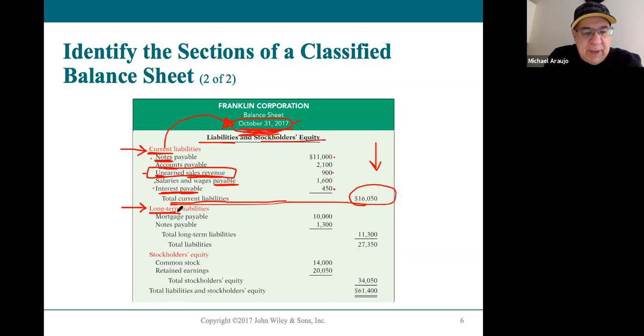Long-term means that these are debts that are owed after a year, longer than 1 year from the date on the balance sheet. The word mortgage should indicate to you that the company has a loan on land or a building. A mortgage is simply a loan on a piece of property. That's what they're called. And loans on property usually are very long.